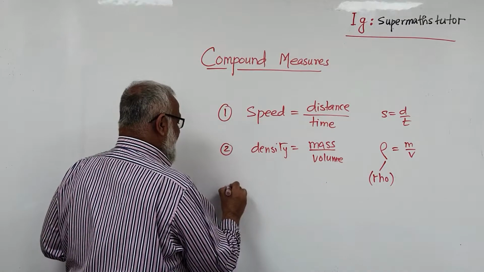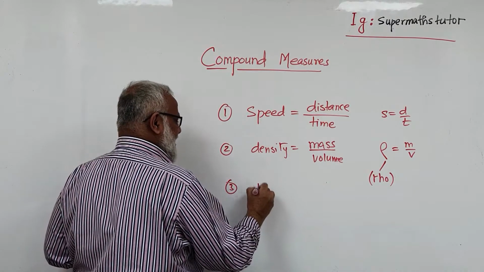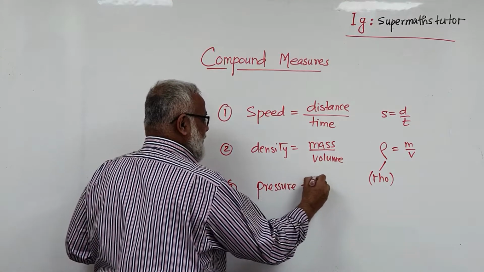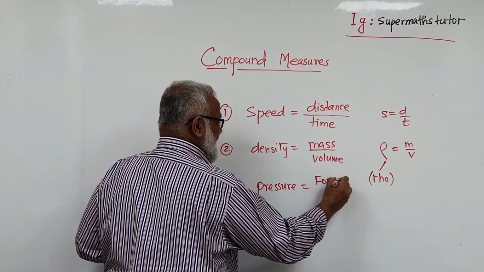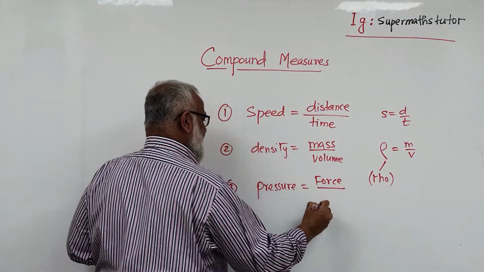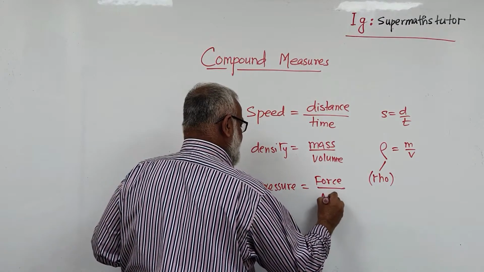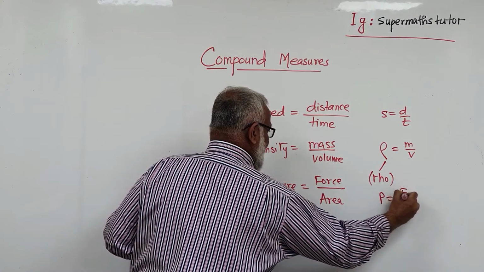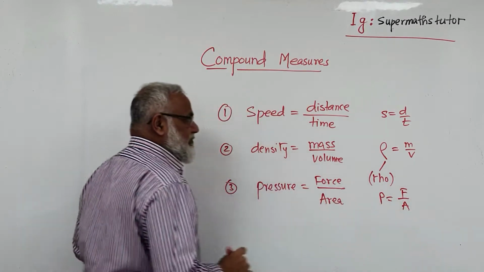And the third formula is pressure is equal to force divided by area, or P is equal to F divided by A, and this is P.